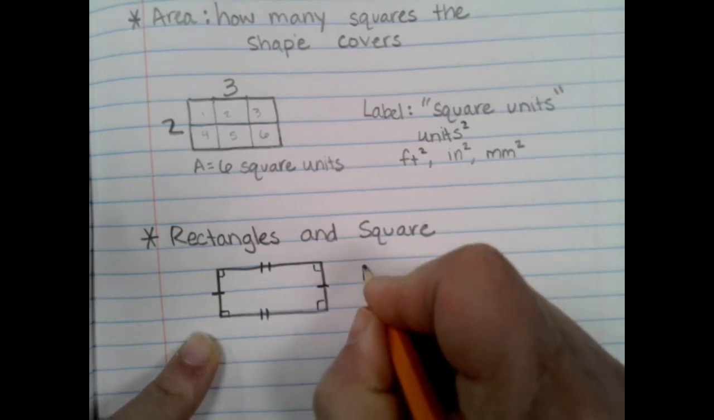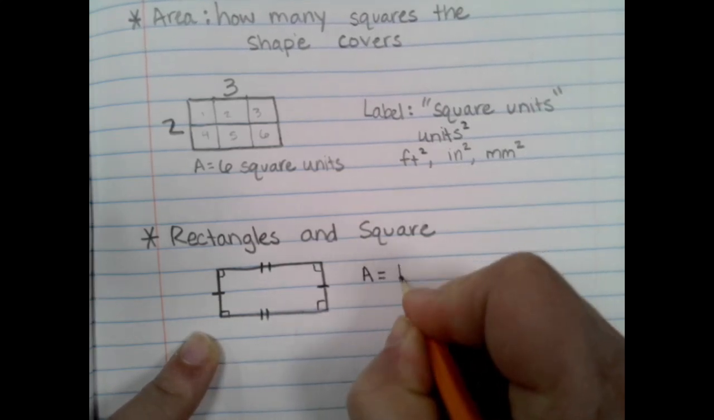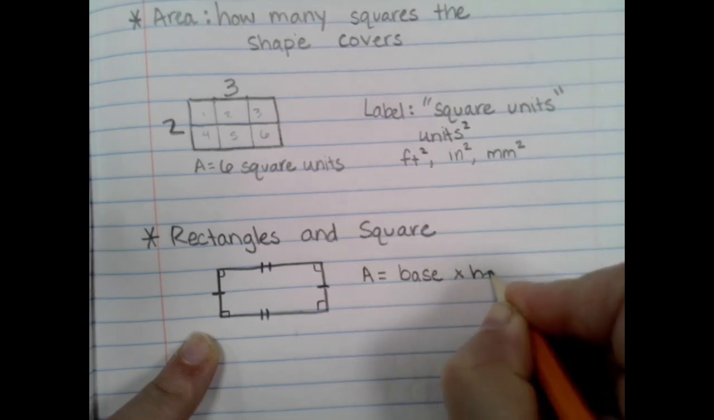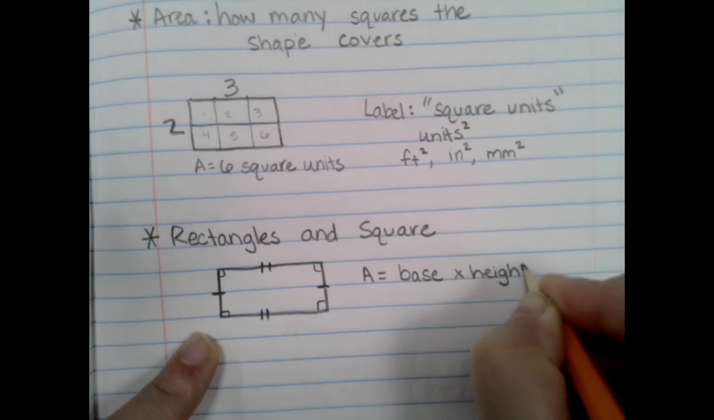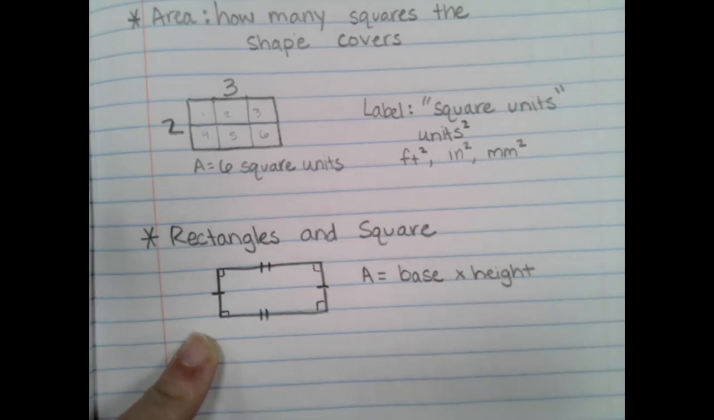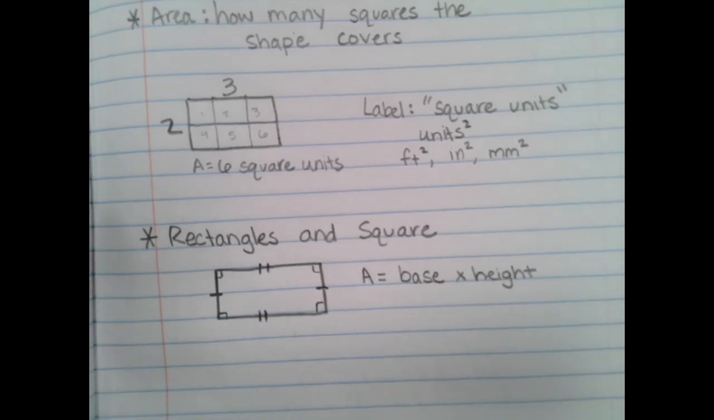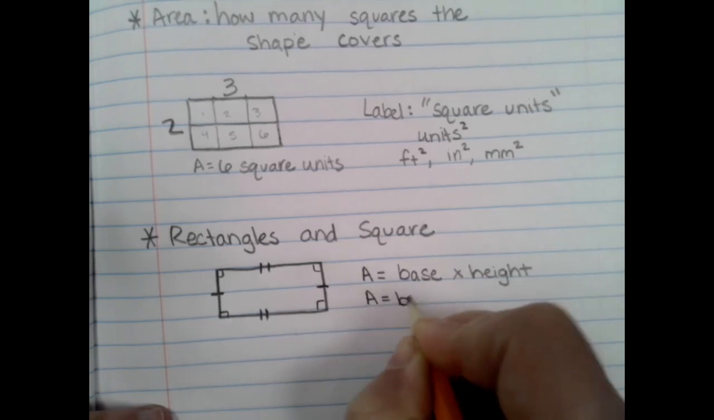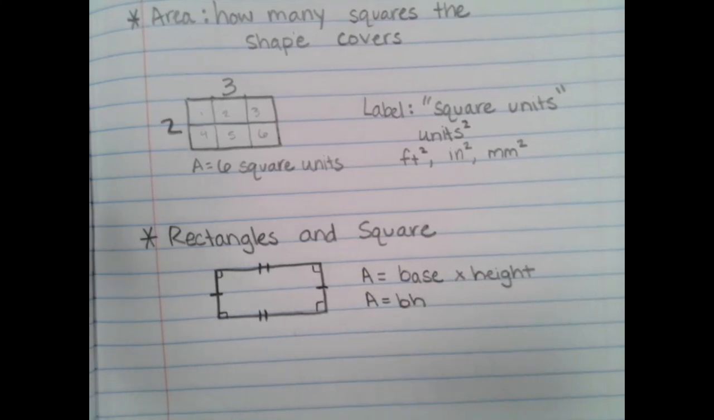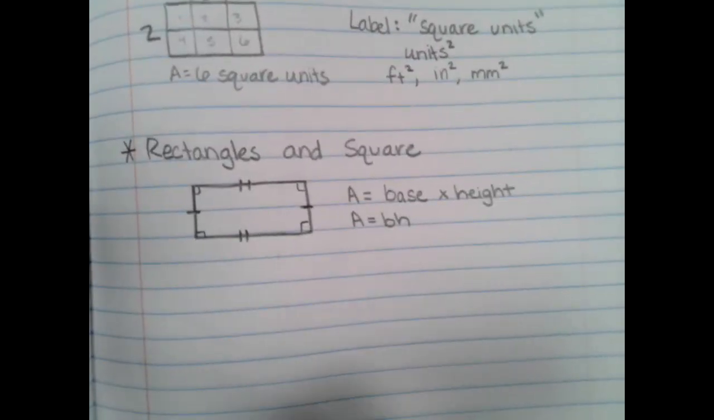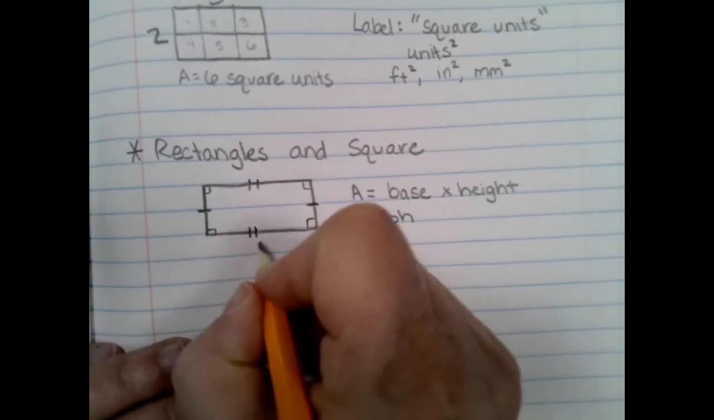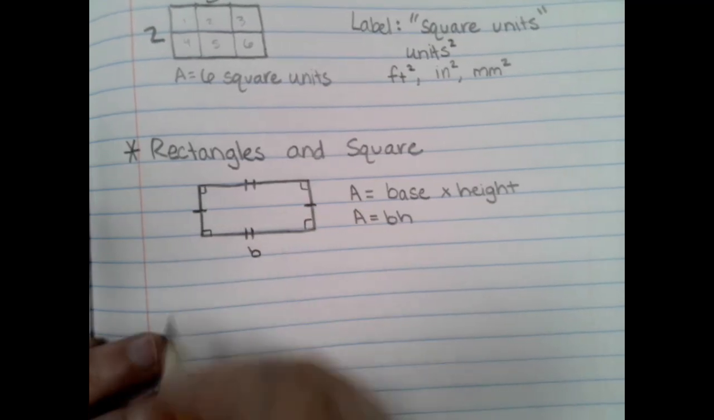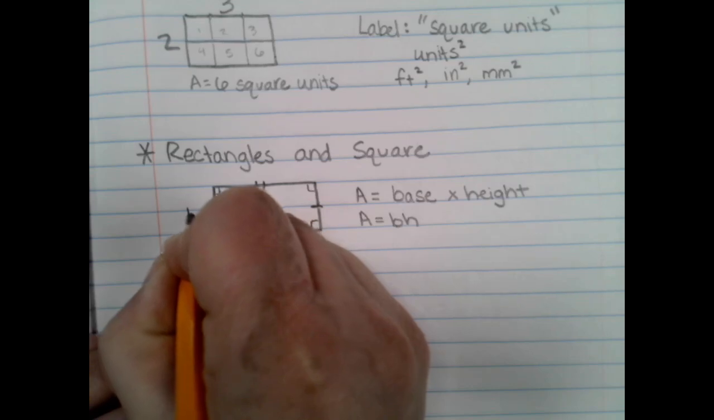So our area is equal to base times height. Or we might just shorten that and say A equals BH. Our B would be the base. The bottom usually is our base, not always the bottom. And then our height is how tall it is.